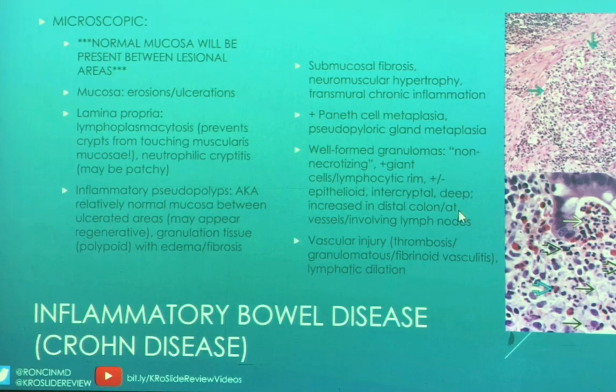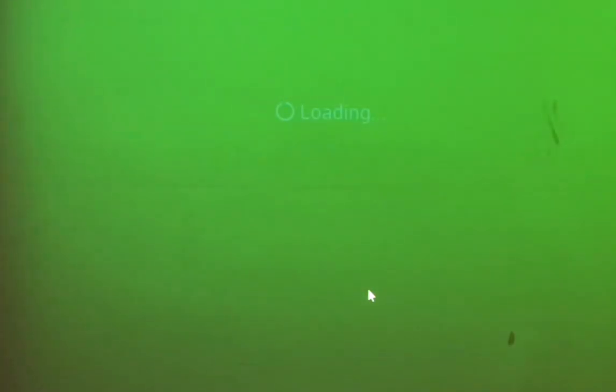These are often surrounding the vessels, and they can also involve lymph nodes. About 30 to 40% of lymph nodes will be involved by granulomas if present in Crohn's disease. And the last thing we mentioned was vascular injury, so either thrombosis, granulomatous, or fibrinoid vasculitis, as well as lymphatic dilatation. I didn't really appreciate the dilation of lymphatics so much in our case, but it is a large piece to go through, so there may be some focal areas as well.